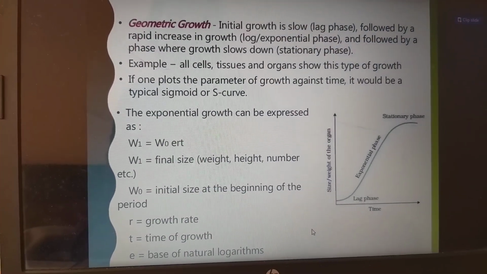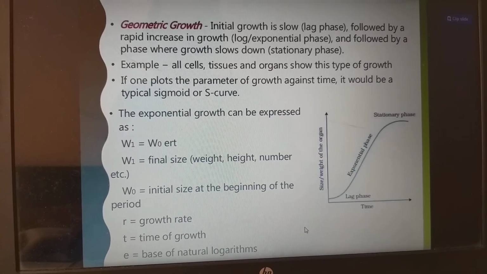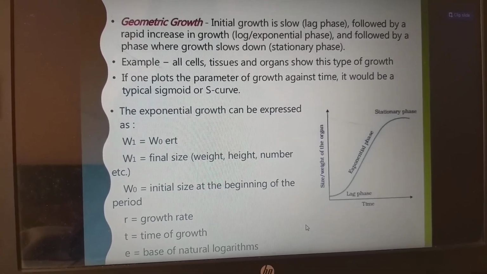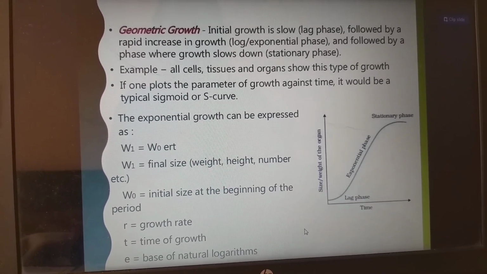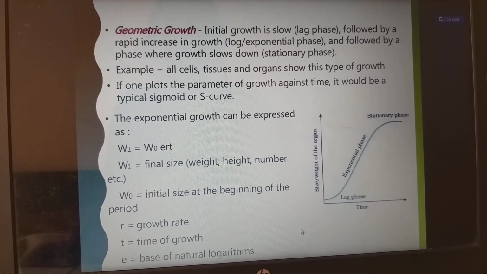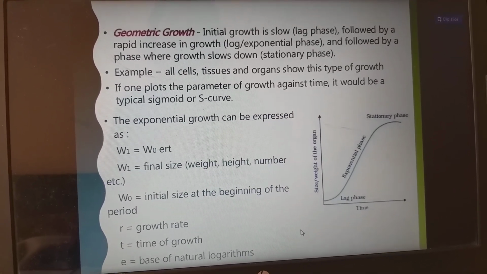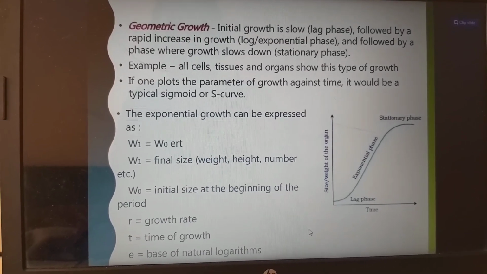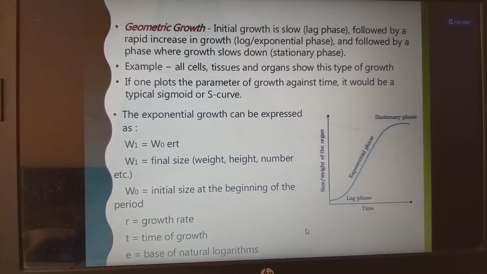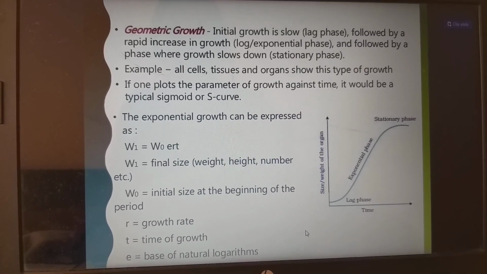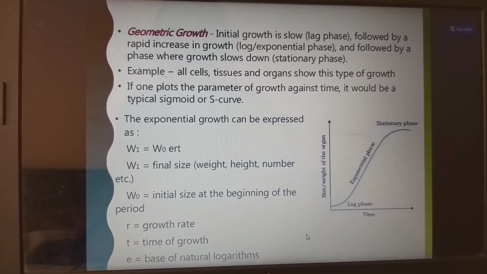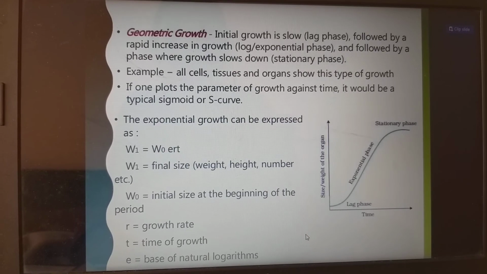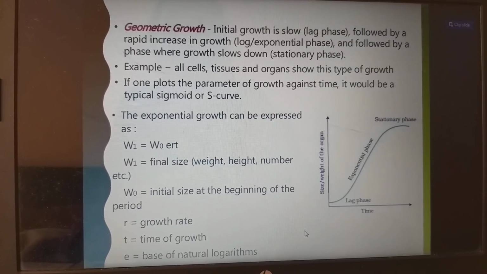Next, geometric growth. Initial growth is slow, which we call the lag phase, followed by a rapid increase in the growth, which we call the log or exponential phase, and followed by a phase where the growth slows down, which we call the stationary phase. For example, all cells, tissues and organs show this type of growth. If one plots the parameter of growth against time, it would be a sigmoid or S curve.